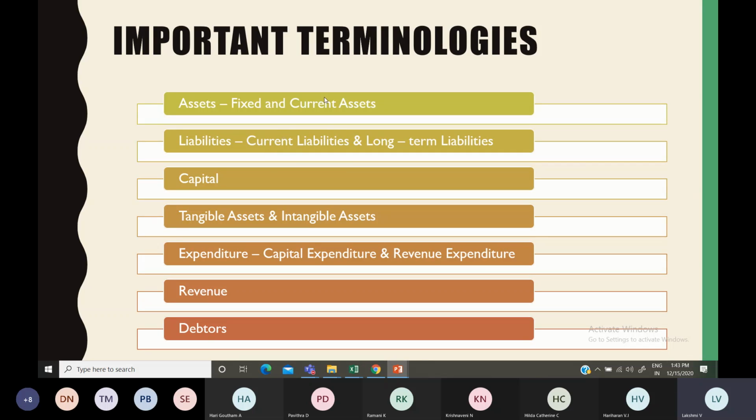And then in current assets, I told you, whatever deposits you make in a bank can be treated as a current asset. If I am holding a bank account and depositing cash, whenever I require, I can withdraw it, I can transfer it. So that is a current asset.